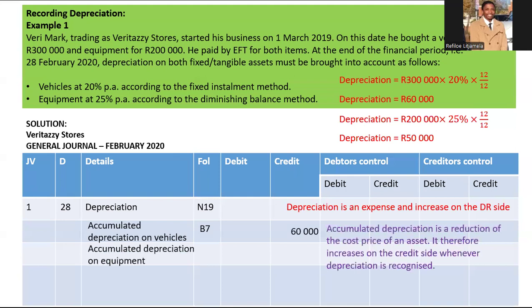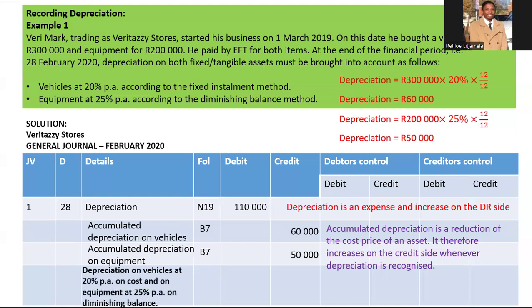The depreciation is an expense, that's why it increases on the debit side. Accumulated depreciation is a reduction of the cost price of an asset. It therefore increases on the credit side whenever depreciation is recognized. When you add these two, they will give you a total depreciation for the year, which was 110,000. Write the narration there explaining the depreciation methods.